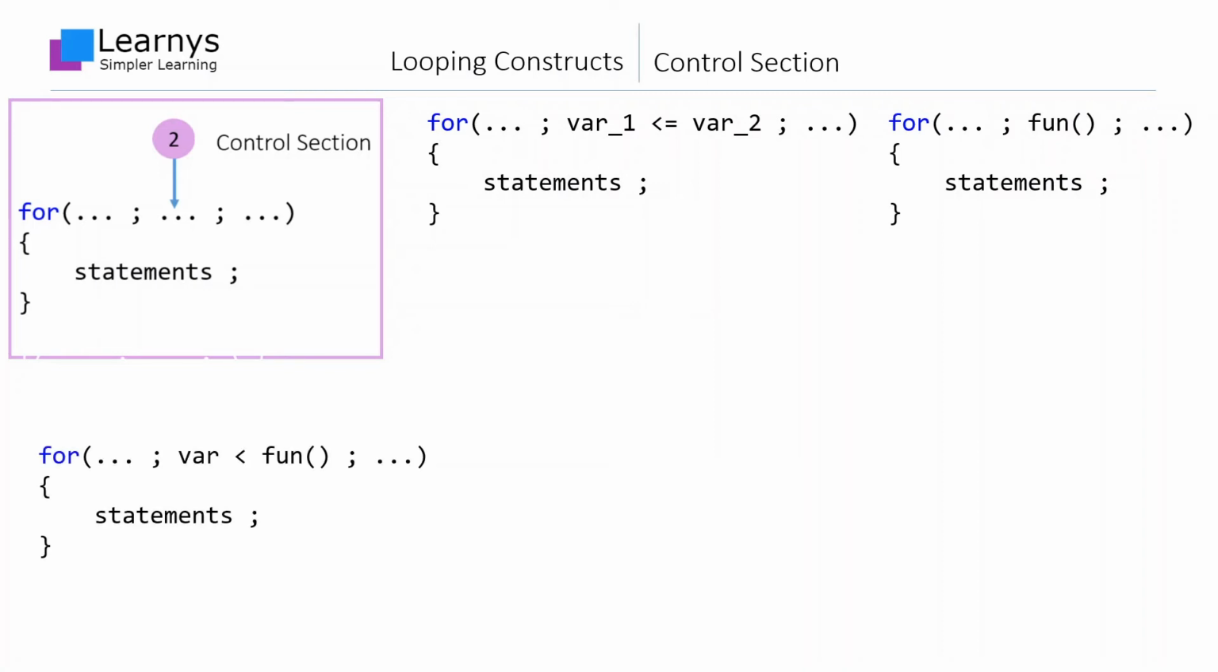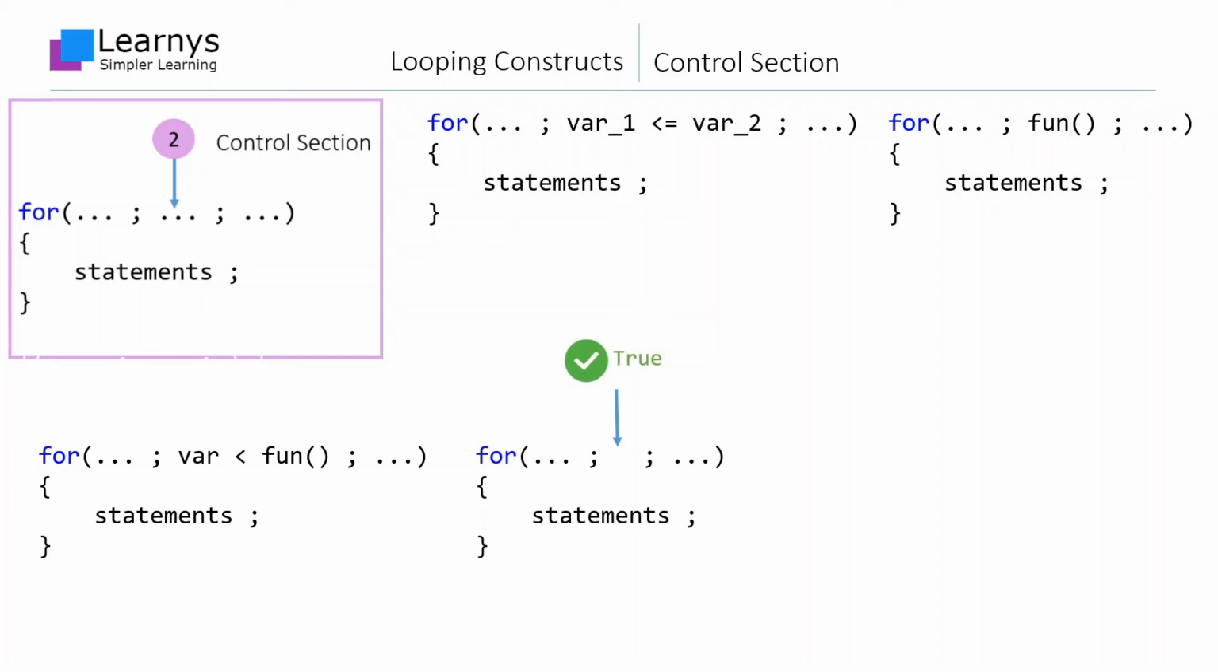The third expression again makes use of a relational operator but also includes a call to a function named fun. Depending upon the value of var and the value returned by fun, the relational less than operator will return either 0 or 1, and based upon that value the loop may continue or will terminate. These are just a few sample expressions. You will come across many interesting examples in our next video, which deals with some tricky problems on the looping construct.